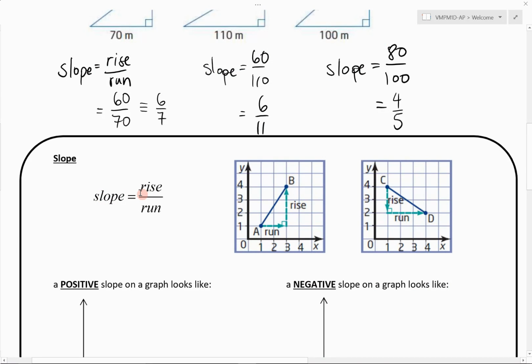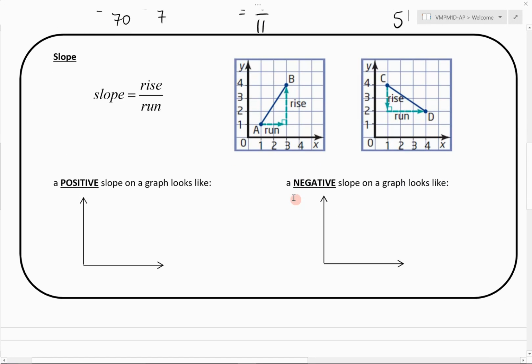On the Cartesian grid, if you're given a line segment AB, or a line, any 2 points on a line, your rise is the change in your y values, from a y value of 1 all the way to a y value of 4, divided by your change in your x values, which would be a 3 and 1. So it's a distance of 2. So my run is 2. My rise is 4 minus 1, which is 3. So it's 3 squares going up, 2 squares going to the right. That would be a positive slope. So positive slope looks like that on a graph. It's an upward trend.